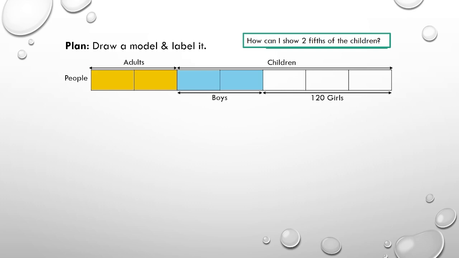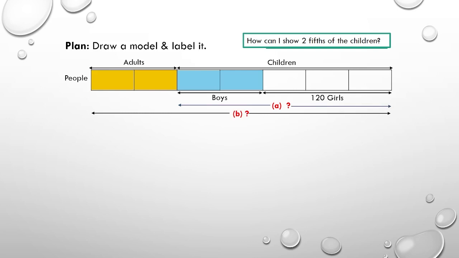Okay, with this information and with this bar model, we can deduce some key information. But before that, let's go on with the things that we are required to answer. The first thing is we need to find out the number of children. Yan yung unang hinahanap. At yung pangalawa, we need to find out the total number of people who attended at the children's show. Okay.